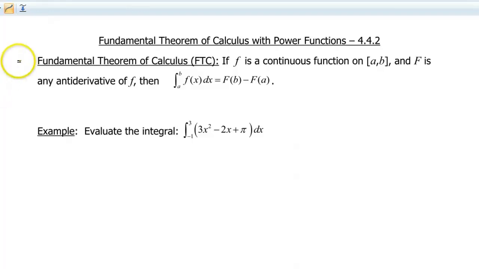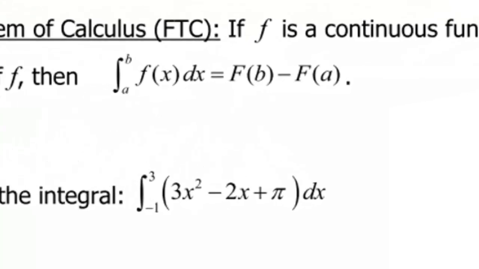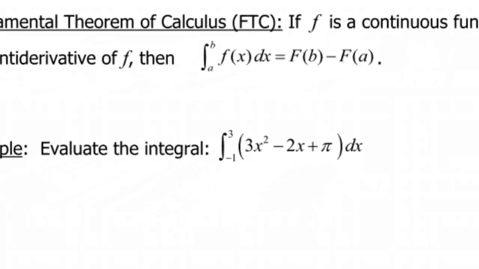Okay, so the Fundamental Theorem of Calculus, as I wrote out here, says that if f is a continuous function on the interval from a to b, and big F is any antiderivative of f, because remember these come in families, then the integral from a to b of little f of x dx is equal to big F of b minus big F of a.